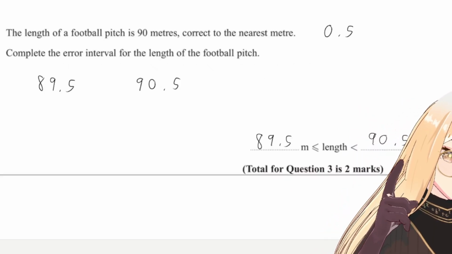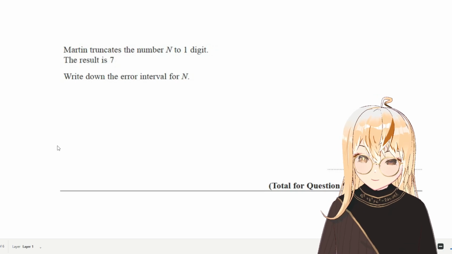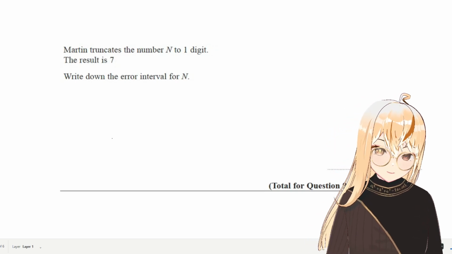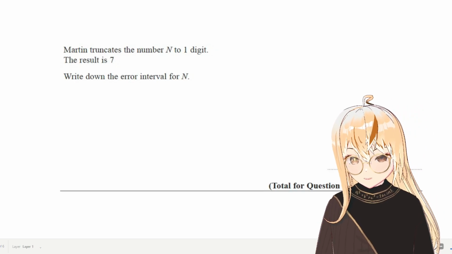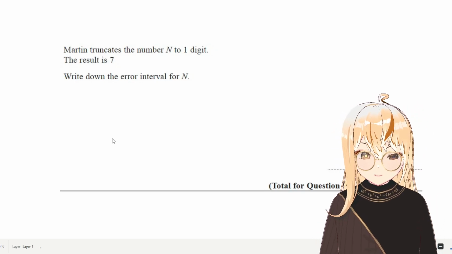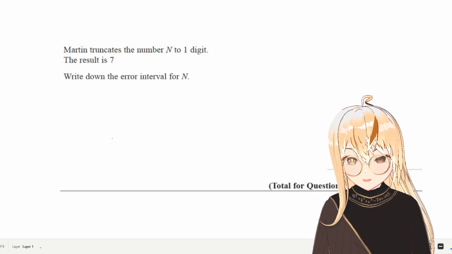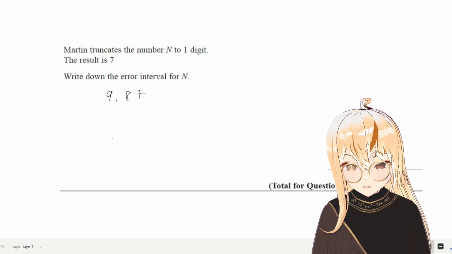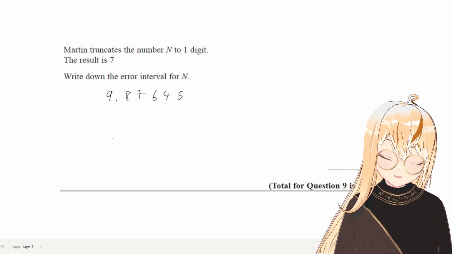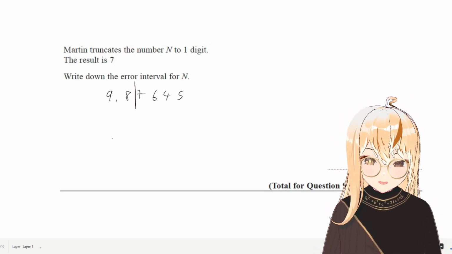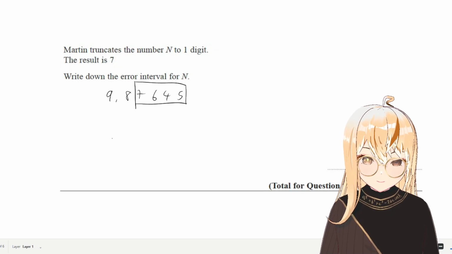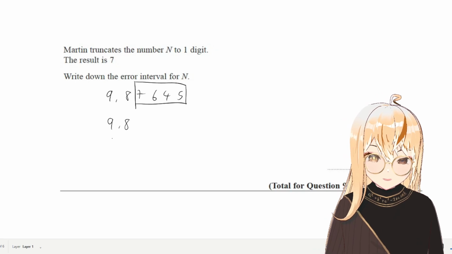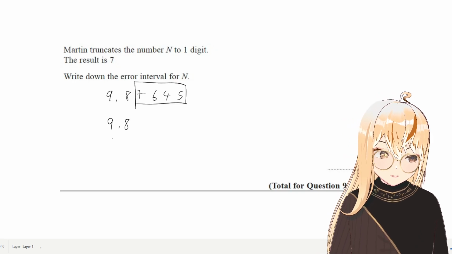Like this. Okay, now we move on to truncation. If you don't know what truncation is, it's basically rounding, but you don't care about the number on the right of where you're meant to be truncating from. So if we want to truncate to one decimal place, and we have a number like 9.87645, we'll just cut everything to the right of it, and we'll just get 9.8. If you were rounding this, you would get 9.9, but since we're truncating it, we just remove all the numbers.